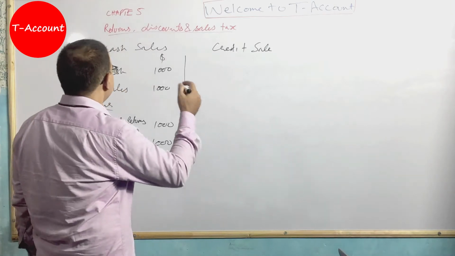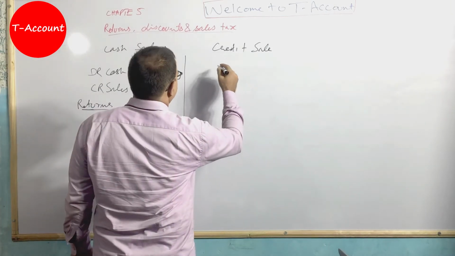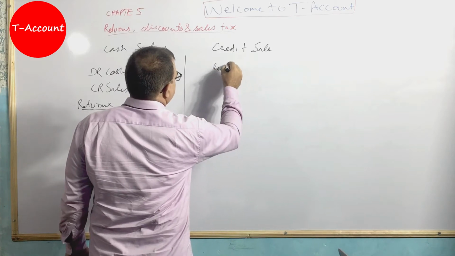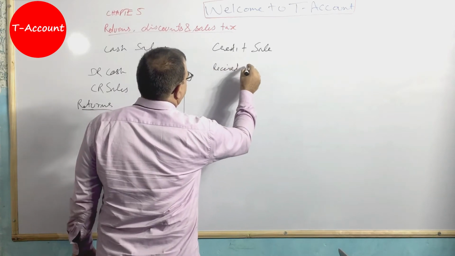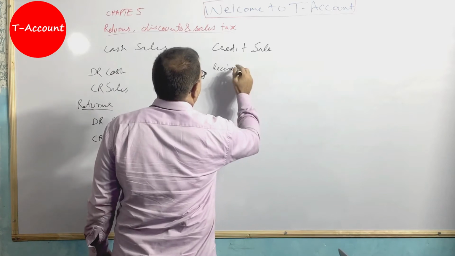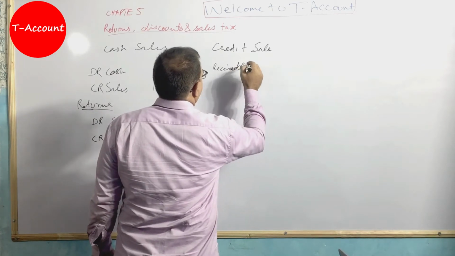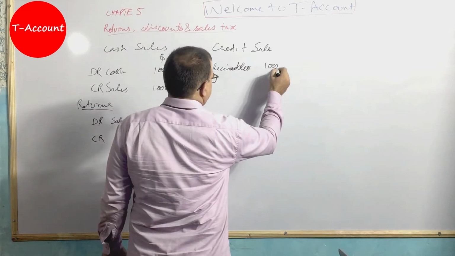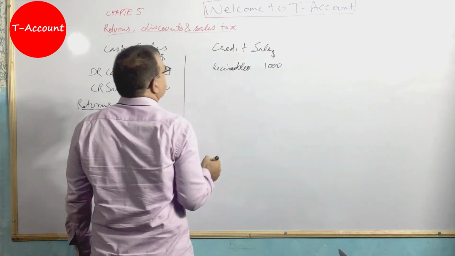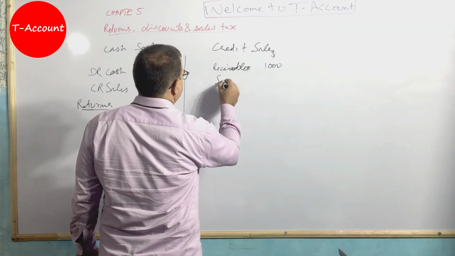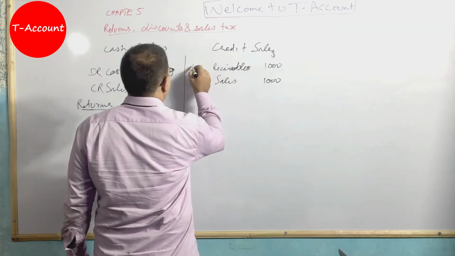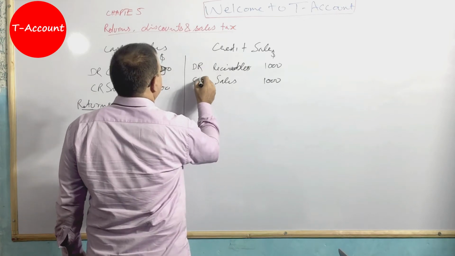If you book the same thing for credit sales, instead of debiting cash, you debit receivables $1,000 and credit sales. That's the original entry you make when you book sales. Debit and credit.